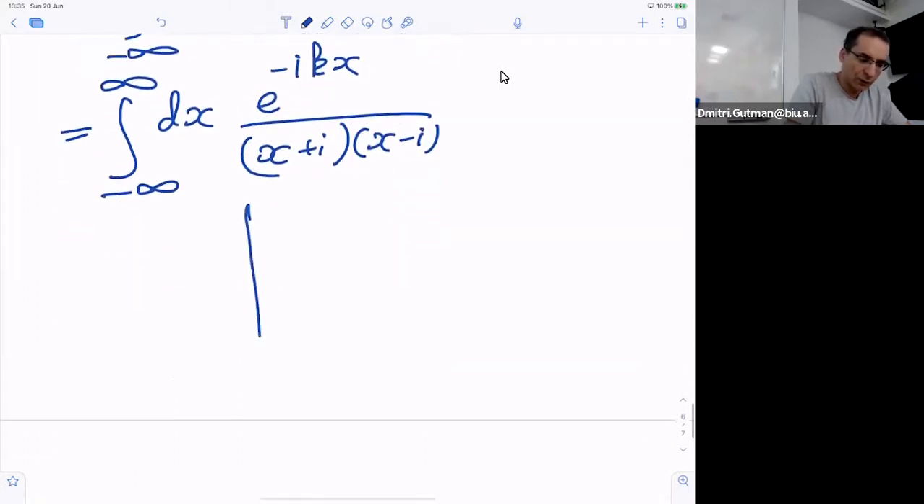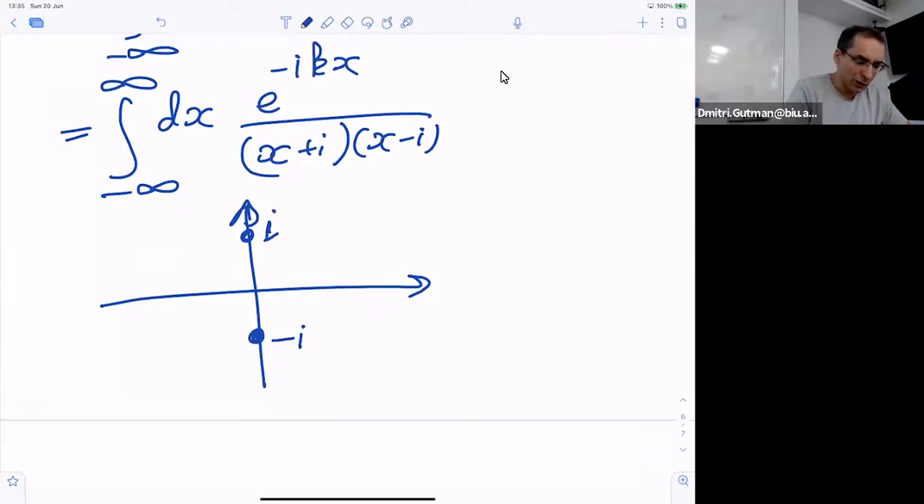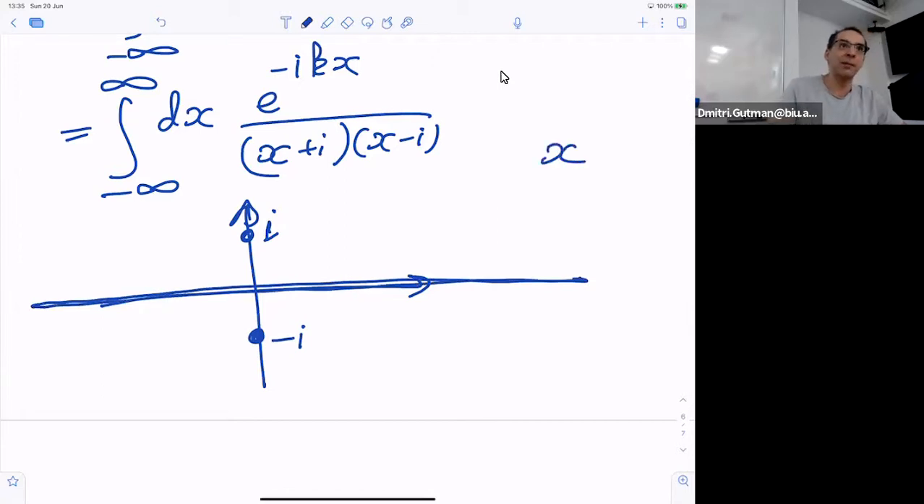So if I draw this function on the complex plane, it has two poles, one at the point minus I, and one at the point I. So I need to compute an integral along the real axis. So x became a complex variable, and my integral goes along the real axis. Now I of course can use the Cauchy theorem, but to use it, I need to close my integral at infinity to make this line a closed loop. How can I close this loop?